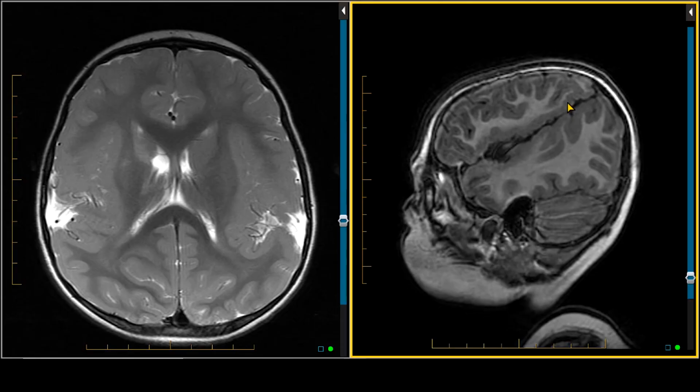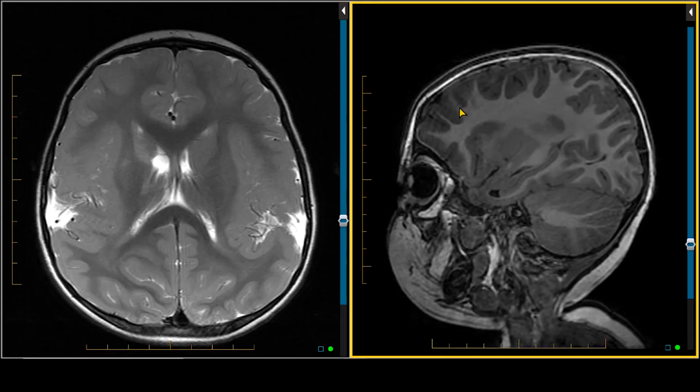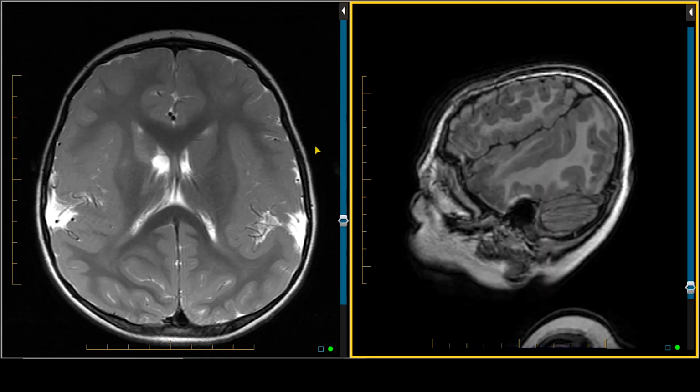So this is perisylvian polymicrogyria without involvement and a relatively normal sulcation pattern in the frontal lobes otherwise, and the remainder of the temporal lobes. So the predominant involvement is bilaterally in the insular cortex that we see here, as well as the frontal and parietal operculum and the temporal operculum.